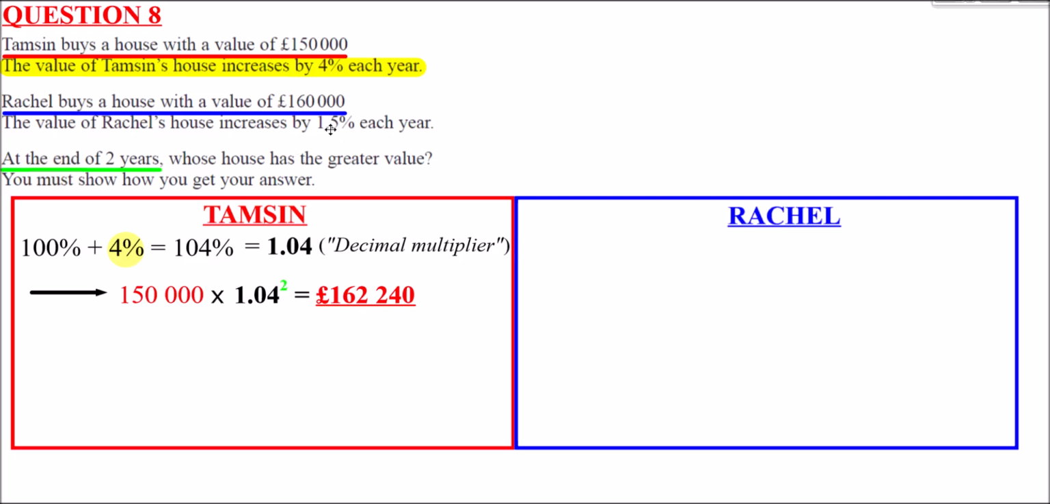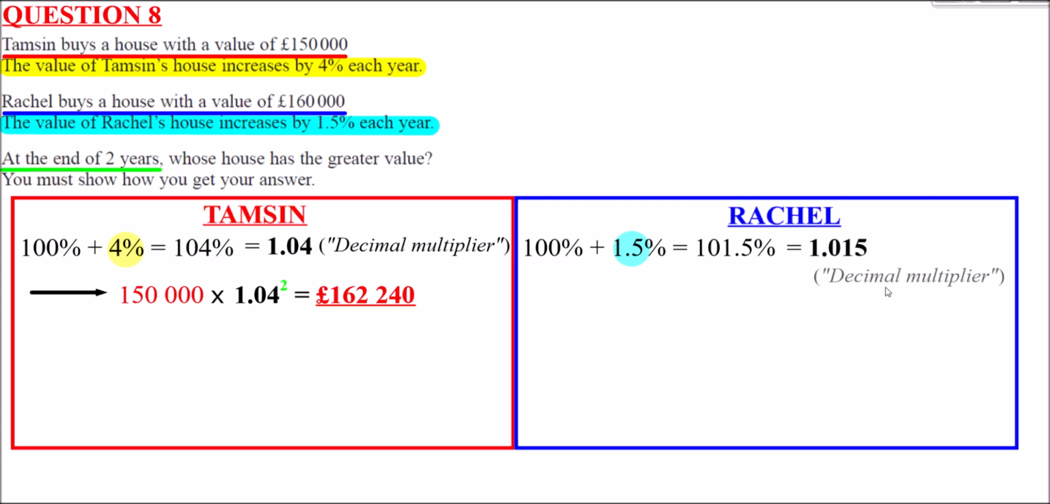We use a similar approach now for Rachel's house. So her house is going up by 1.5% each year. So now 100% plus 1.5% would be 101.5%. Dividing by 100 will tell us the decimal multiplier. This one's going to be 1.015. So for Rachel's house, the final value will be 160,000 multiplied by this squared. If you try that on your calculator, you should find you get 164,836. The question's asking us whose house has a greater value, which house is more valuable. Rachel's house is worth more than Tamsin's, therefore Rachel's house is our answer.